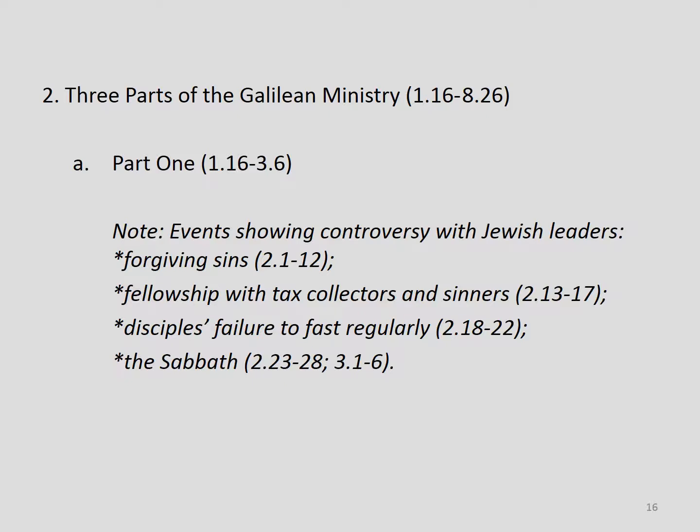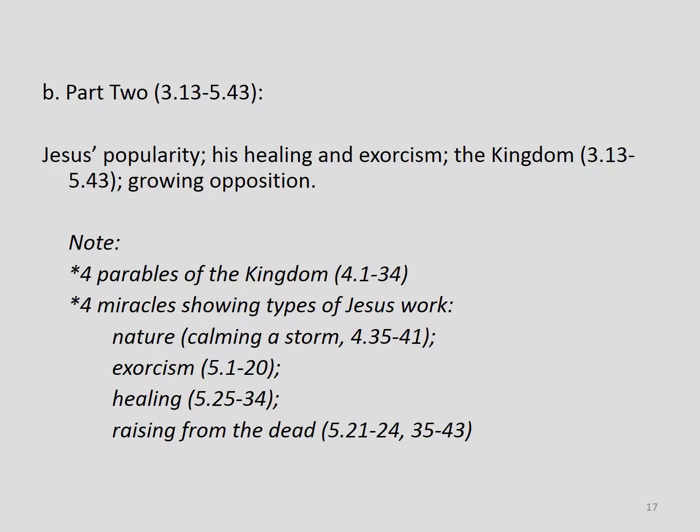Now you'll notice the difficulty of giving some definition to these parts as if they're clear and obvious sections. Part 1, 1:16 to 3:6, they say these are events showing controversy with Jewish leaders, the forgiveness of sins, fellowship with tax collectors and sinners, the disciples' failure to fast regularly, and some word about the Sabbath. And then part 2 shows Jesus' popularity, his healing, his exorcism, the kingdom, and growing opposition. Now, what does make more sense is to talk about some more microstructuring in Mark's gospel rather than the macrostructure of the whole gospel.